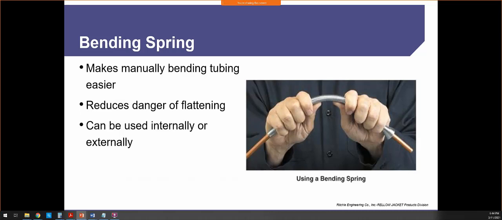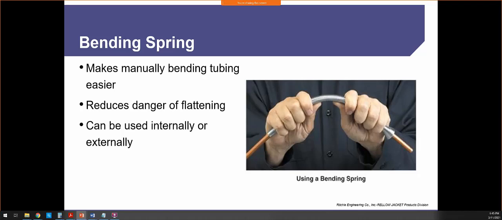There's also a bending spring that we can use. I'm not very fond of the bending spring. Never used it, but it doesn't really work as well as they advertise. It does help, but there's other tools that you can use. I think I showed you guys one of them was the ratcheting bender. That does make bending tubing that much easier.